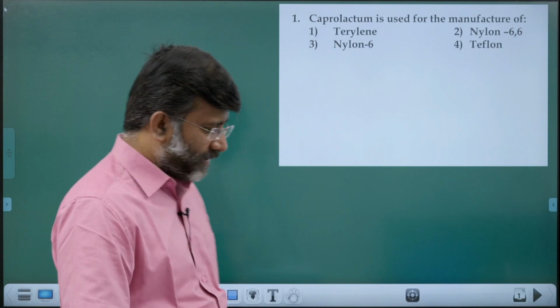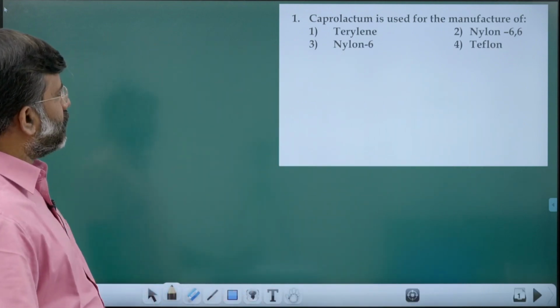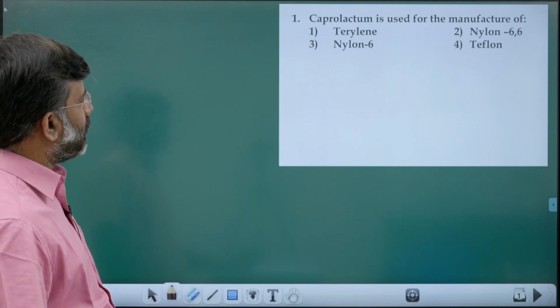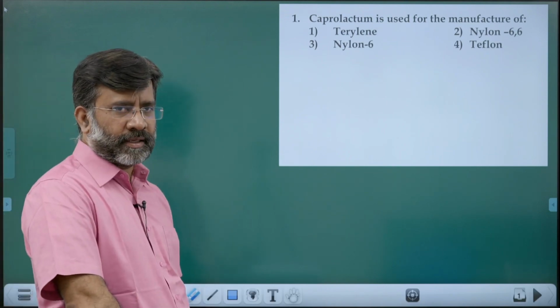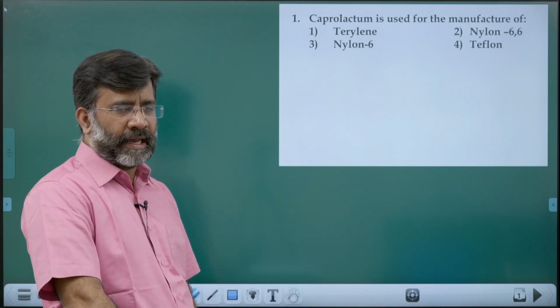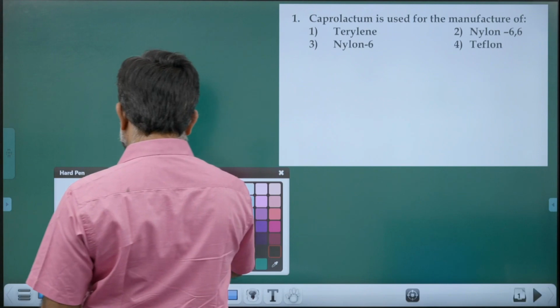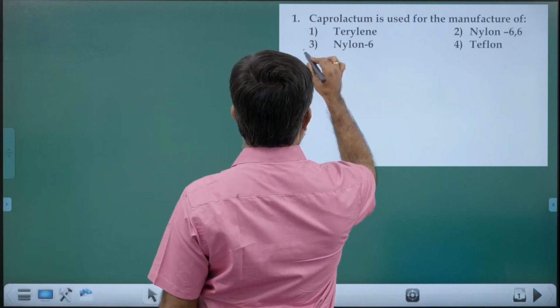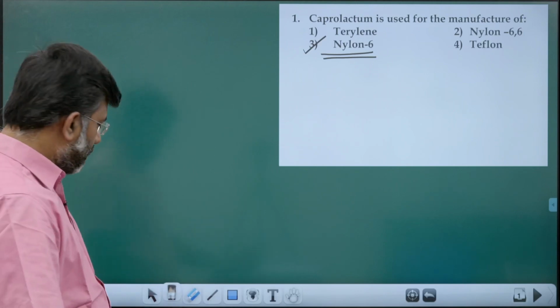The first question. Caprolactam is used for the manufacturing of... All of you know caprolactam. Caprolactam is finally giving you nylon 6. Nylon 6 is obtained from caprolactam.